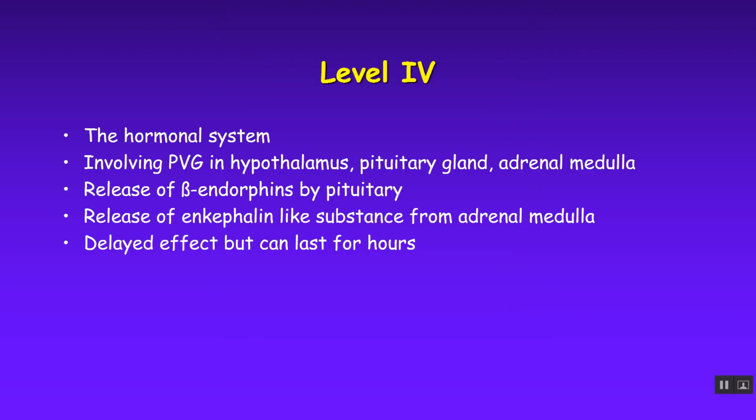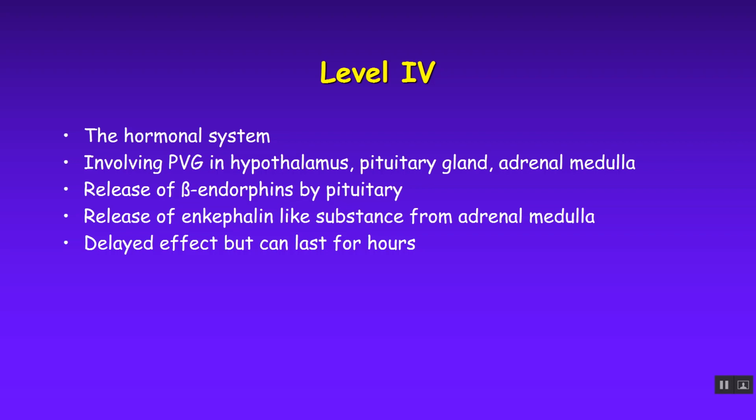Level 4, this is interesting. This is the hormonal system. So we have a hormonal system that can be involved in pain regulation and downregulation of pain. It involves the periventricular gray matter. We talked about the PAG. The periaqueductal gray is a gray matter around the cerebral aqueduct. There's a thing called the periventricular gray, which is a group of cell bodies near the third ventricle. But don't get caught up in that. It's in the hypothalamus. The periventricular gray is a part of the hypothalamus, which is on each side of the third ventricle.